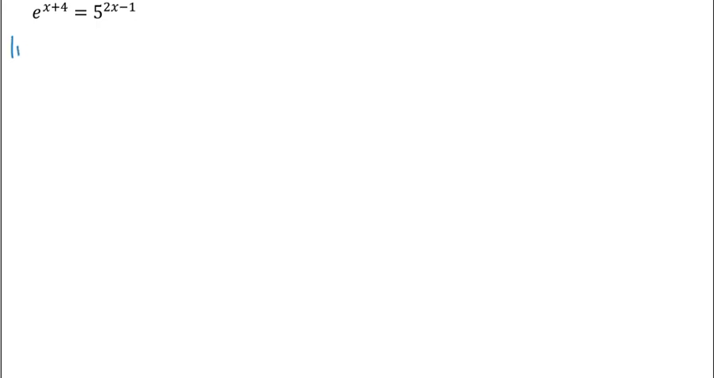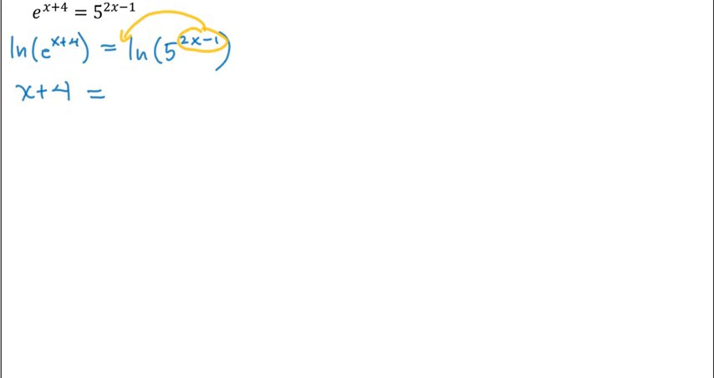So if we take the natural log of both sides of this equation, on the left-hand side, things cancel out perfectly, so we're just left with an x plus 4. A natural log is a base e, so it will cancel out an exponential with a base e. On the right-hand side, I cannot cancel a natural log with an exponential base 5, but I can use a log property. I have a property that says I can grab this power and move it down to the front.